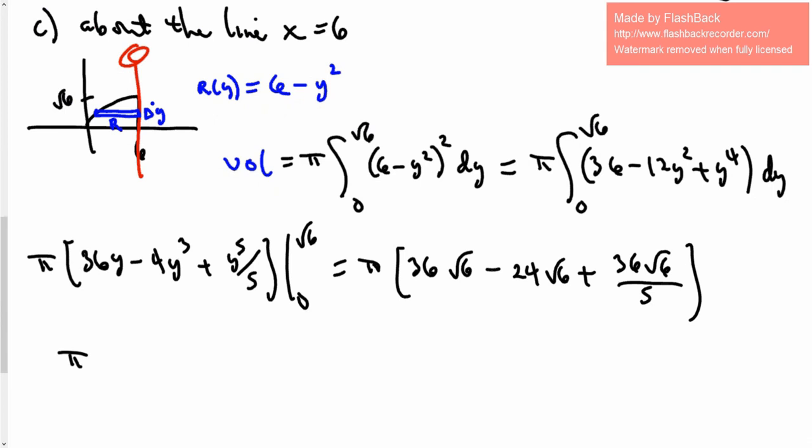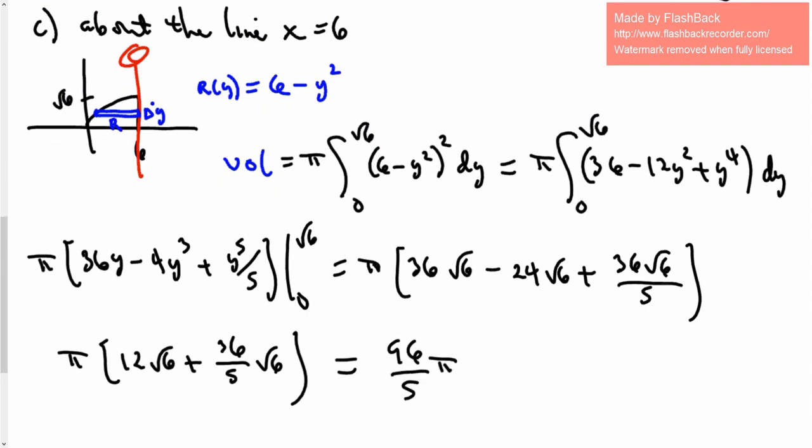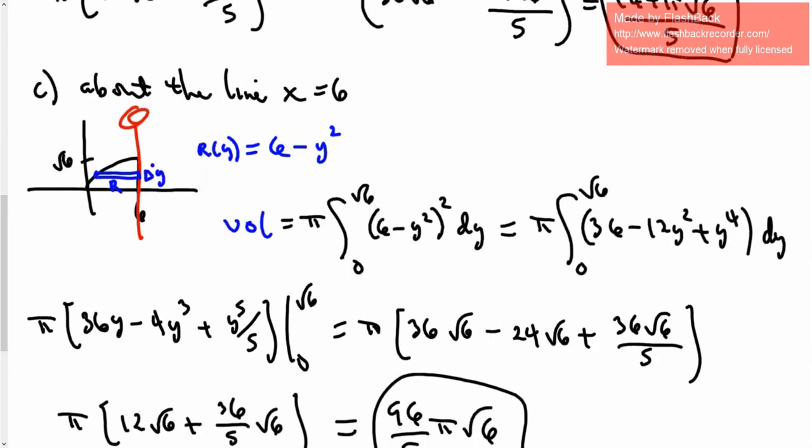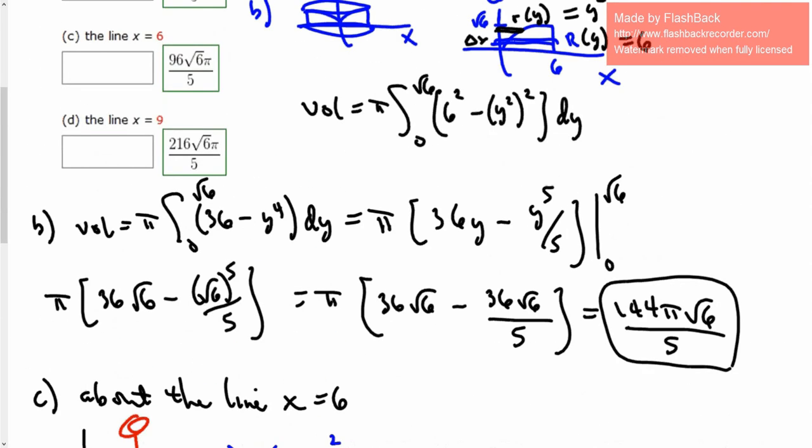So that gives us pi, 12 times the square root of 6 plus 36 over 5 times the square root of 6. So this becomes the 12 times 5, which is 60, plus 36. Gives us 96 over 5 times pi times the square root of 6. And is that the answer? Yes.